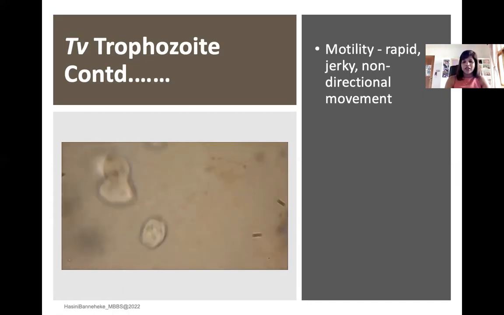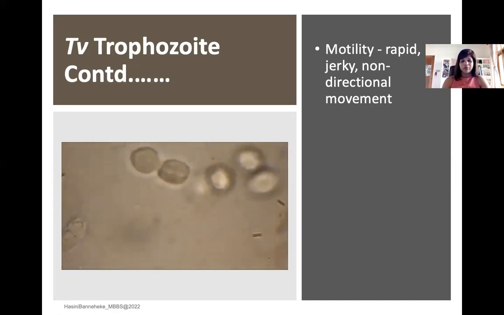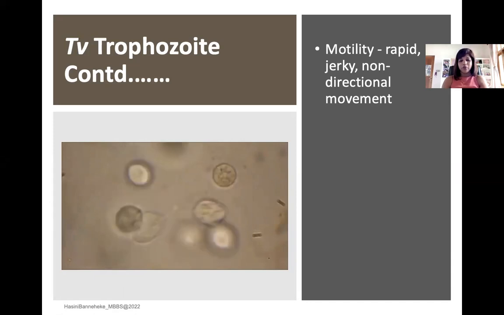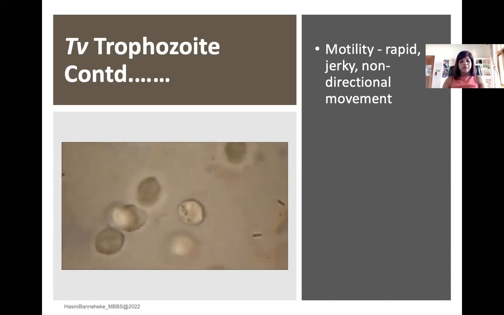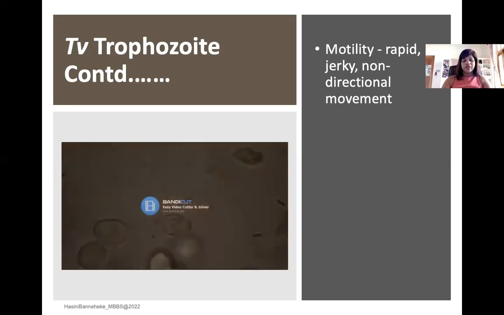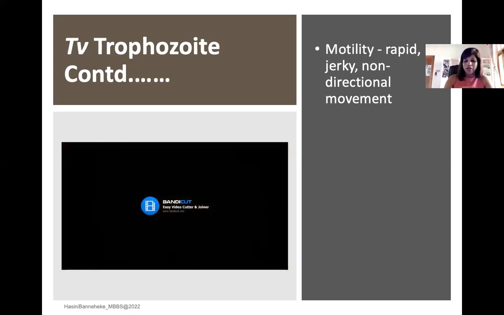So you can see that they have a peculiar mode of movement. Basically, there is no direction. It's rapid, and it has a kind of jerky movement. So that's the way you see them in real life under the microscope.